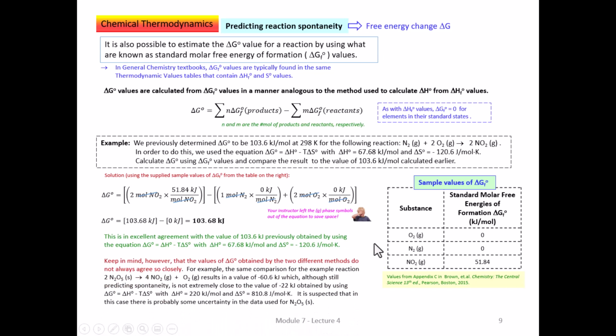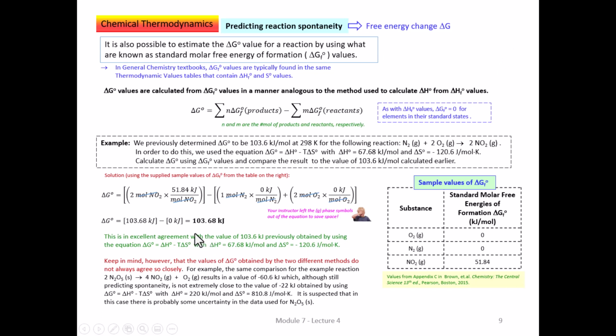So you might think, well, this might be an easier way to get a deltaG value than going through the deltaH minus T delta S equation. You want to keep in mind here, though, that the values of deltaG obtained by the two different methods don't always agree so closely. So I would look at getting deltaG using this method as more of an estimate, and getting deltaG using deltaH minus T delta S as a more exact way to get a deltaG.